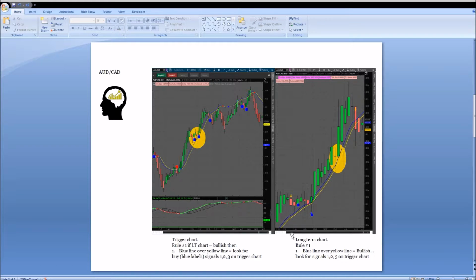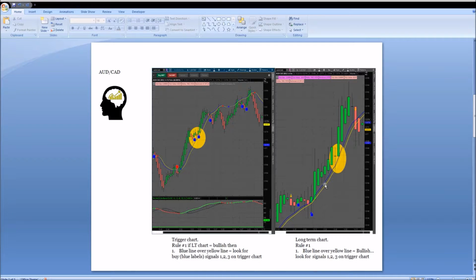So what I'm looking for, rule number 1, long-term chart: blue line over yellow line is bullish. When I have that set up, see the blue line over the yellow line all the way up through there. All I'm trying to do is at some point during that blue line, take a high probability trade on the trigger chart, and then take either 5 to 10 ticks out at a max, somewhere in that range.